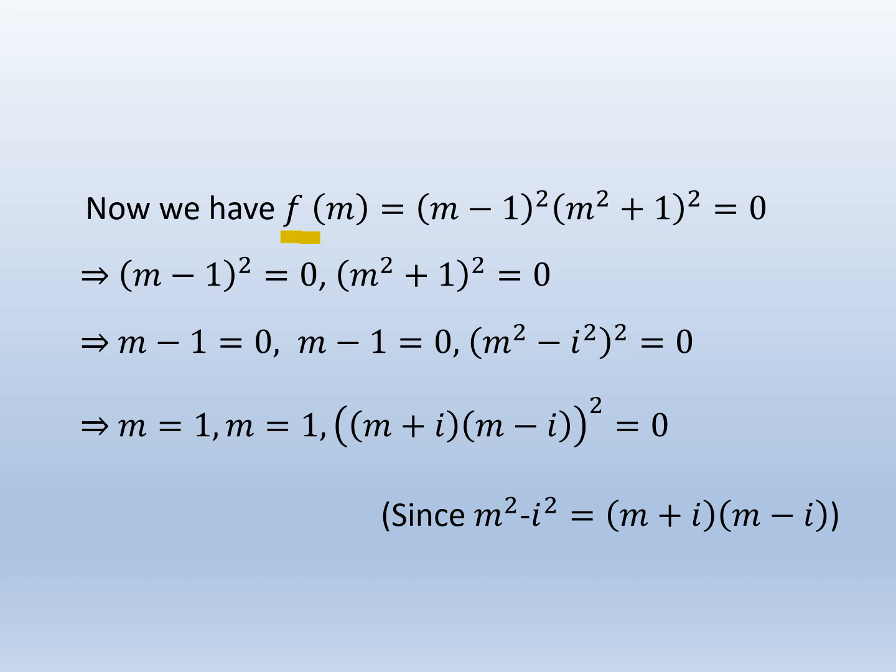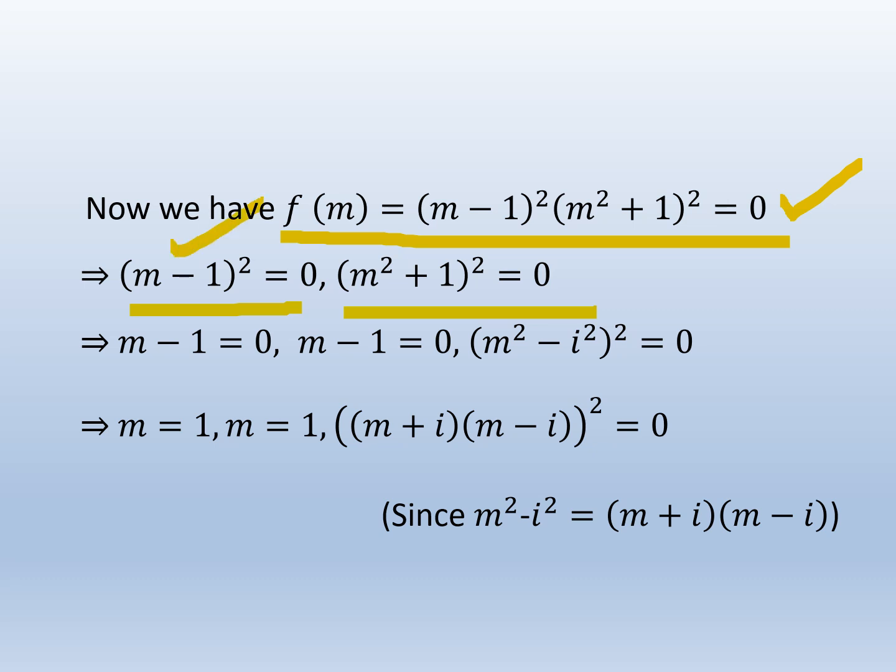Now we have f(m) = (m - 1)^2 (m^2 + 1)^2 = 0. From this equation we have (m - 1)^2 = 0 and (m^2 + 1)^2 = 0. Here (m - 1)^2 = 0 can be written as m - 1 = 0, again m - 1 = 0.